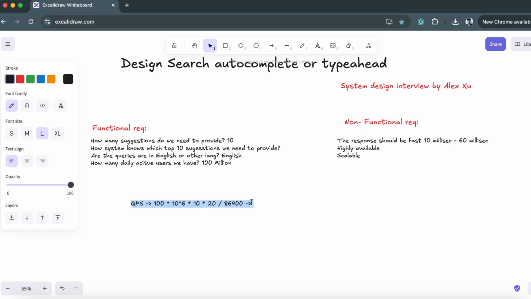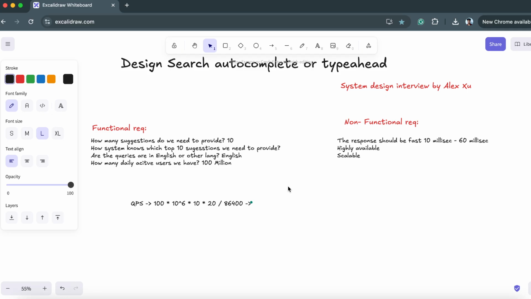Ideally I'm not sure how important the QPS calculation is, but we should have an idea about it. It doesn't matter whether the interviewer is really interested in this or not. If they say we can skip this, we can skip it as well. But if the interviewer asks for this QPS, obviously we have to have some idea about it.